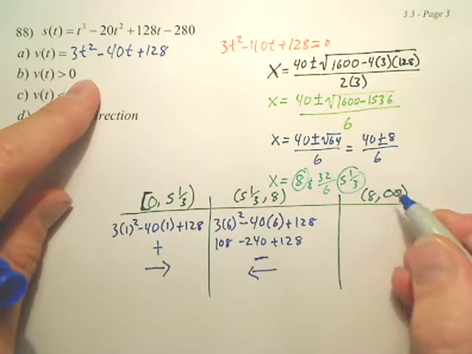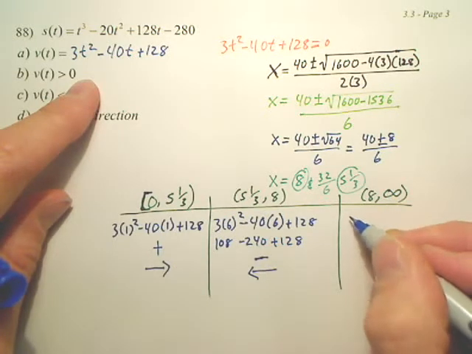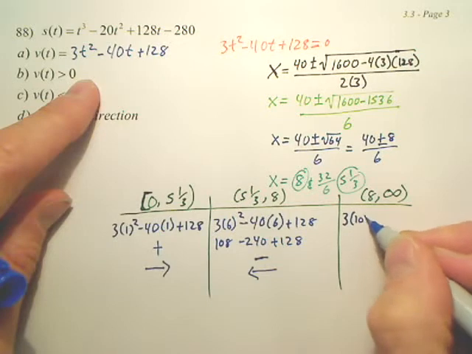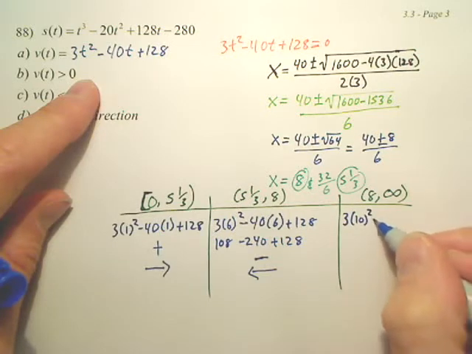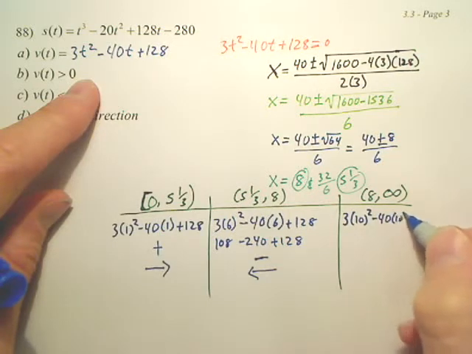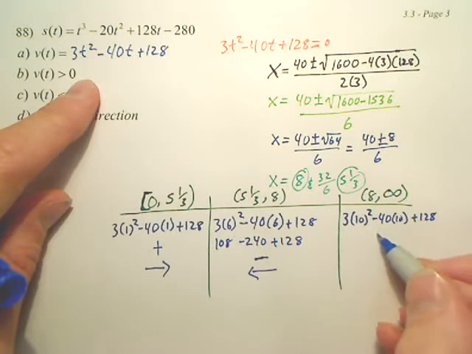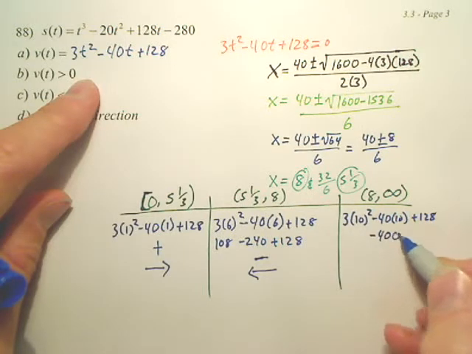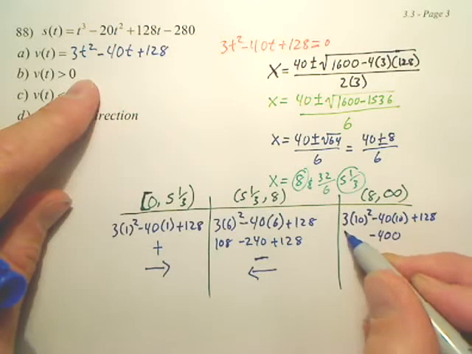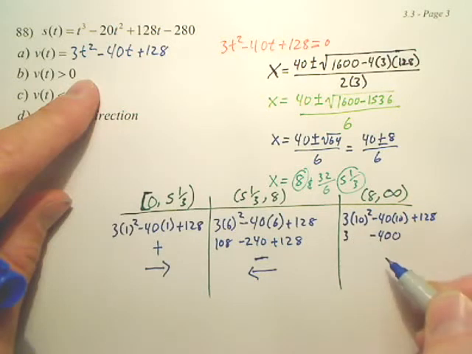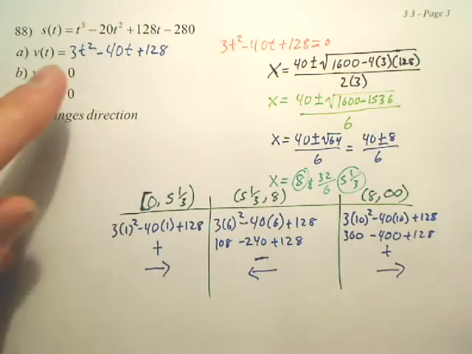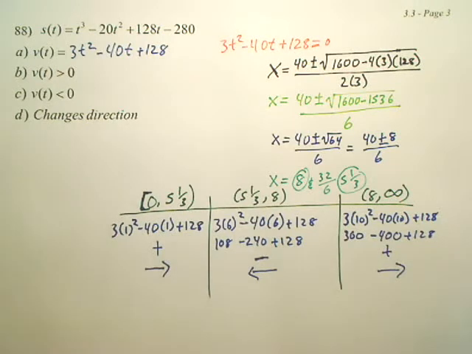Might be easier to plug 9 or 10. 10. You could just plug in a really big number. 10 is probably easier than 9 actually. And when we plug that in, looks like that's going to be negative 400. And this right here by itself is what? The answer, that's 300. So can you tell it's positive? Yes. Let's go in this direction. Okay.